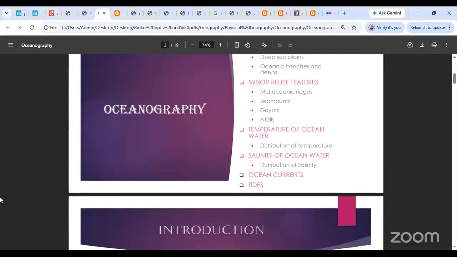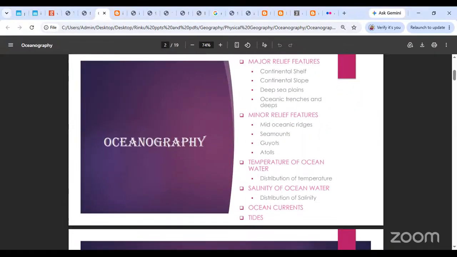Oceanography is a very simple topic. We are trying to basically see all the major and minor relief features of the ocean floor. Can you hear me? Sunai de raha? Okay. We are going to study the major and minor relief features in the ocean, and then generally check out the temperature and salinity of the ocean water.